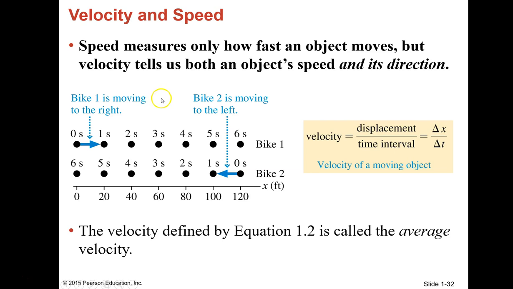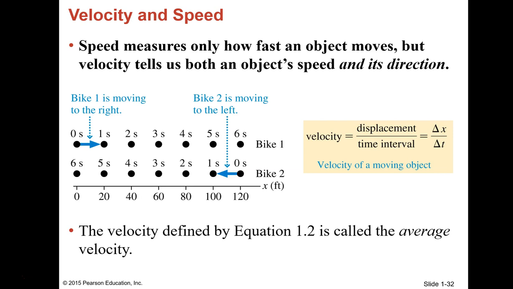Okay. So speed measures how fast the object's moving, but velocity tells us the direction. That's the difference. Velocity is displacement versus time. It's basically the speed in a given direction. So if we look at this chart here, bike 1 is moving to the right, bike 2 is moving to the left. And if you look, they're covering the same amount of distance in a given amount of time. So their speeds are equal.